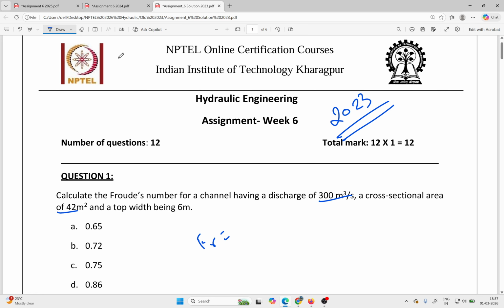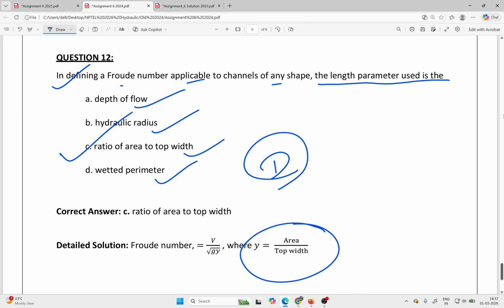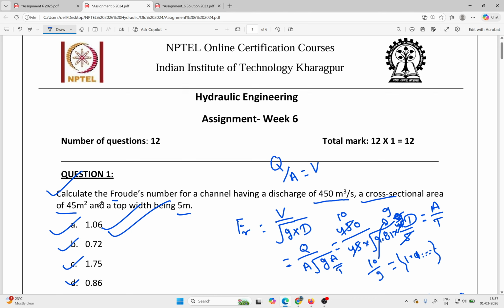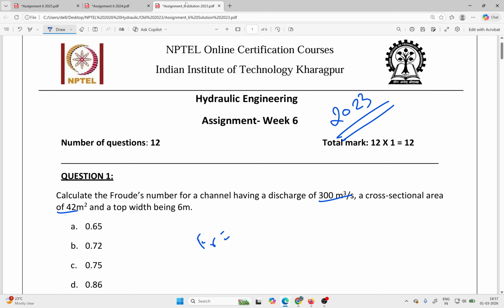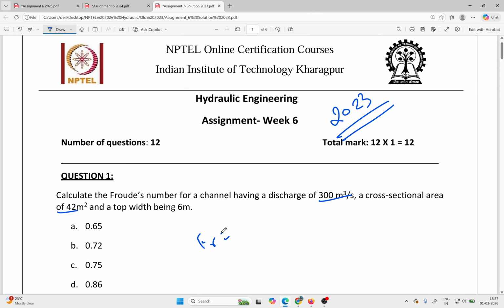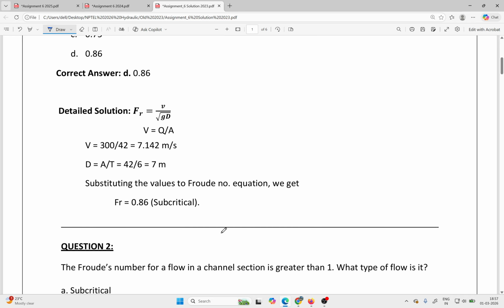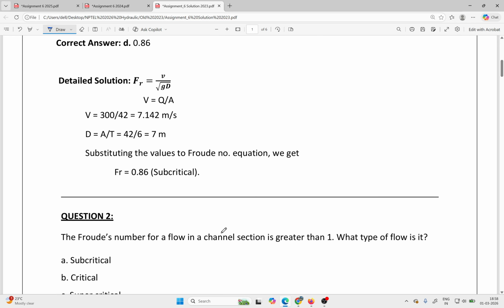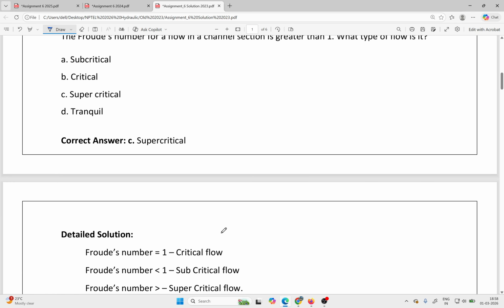So the similar question we have solved here. You can see very clearly the similar question. Only the digit is different. The numerical digit is here 300, here 450. So no need to solve. Next question. The Froude number is equal to 1. We have already solved. Next question.